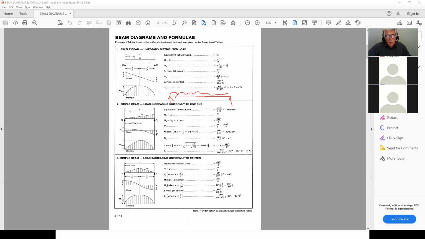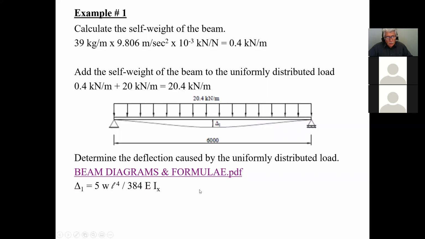So therefore, if I want to calculate the deflection at mid-span here, which is at the center, well, there is a formula that I need to calculate that deflection. Okay, so that's what I'm going to use to calculate the deflection. This is the moment, but if I want to calculate the deflection at mid-span, here's my formula. So I'm going to take that formula, and so here's my formula.